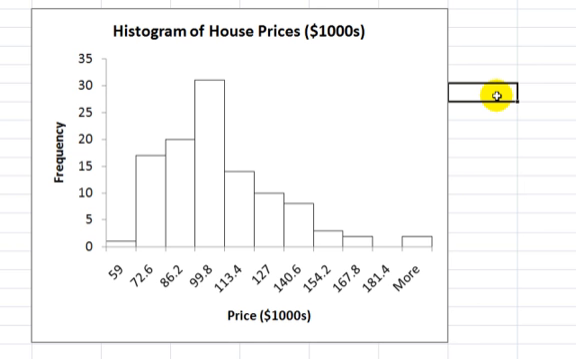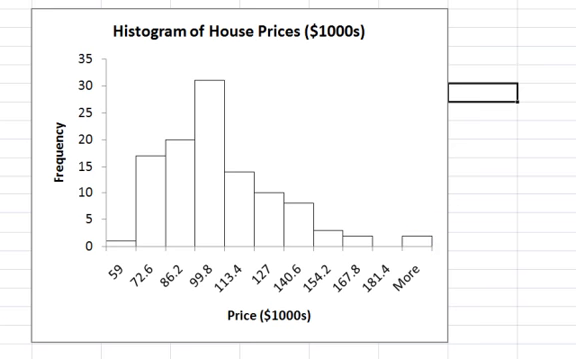This is a slightly right-skewed distribution. Most of the homes are in the range of 80 to 100,000 or so, but there's a few homes that are very high-priced, skewed right. Okay, we'll do another video. I'll show you how to make a better-looking histogram.